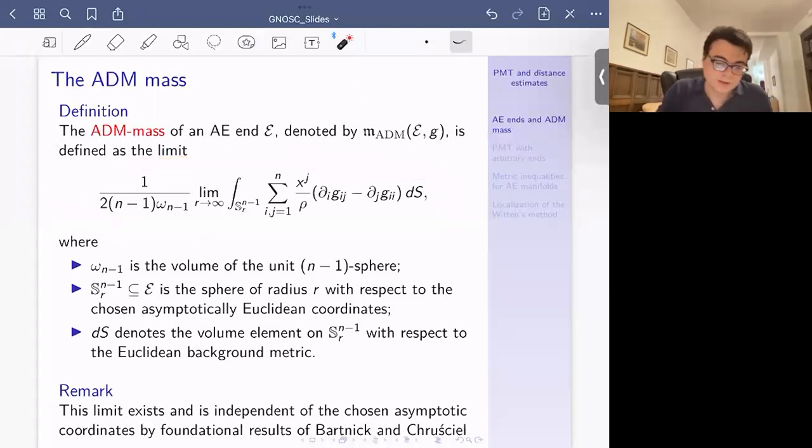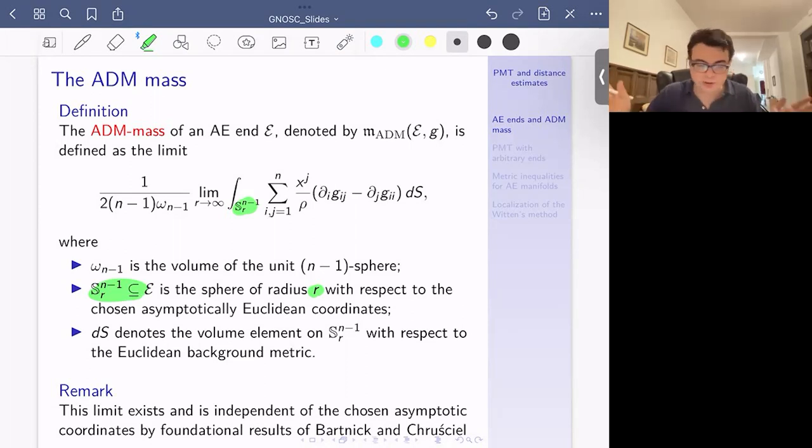of this quantity. Here, as you can see, this is going to be a sphere of radius r with respect to the asymptotically Euclidean coordinates. This means basically that the ADM mass is defined just by using the geometry at infinity of the asymptotically Euclidean end. So in other words, it doesn't change if you change the geometry in some compact set.